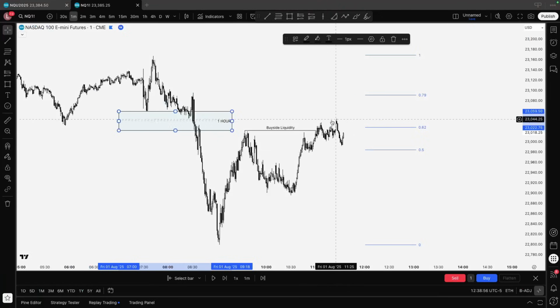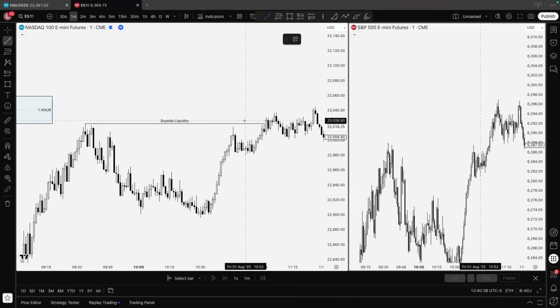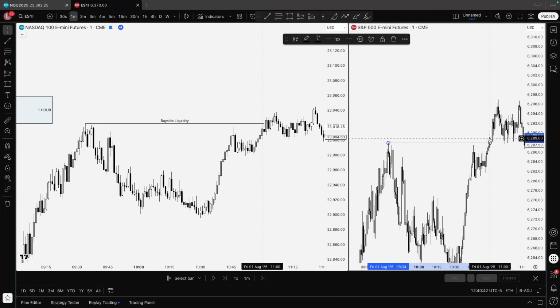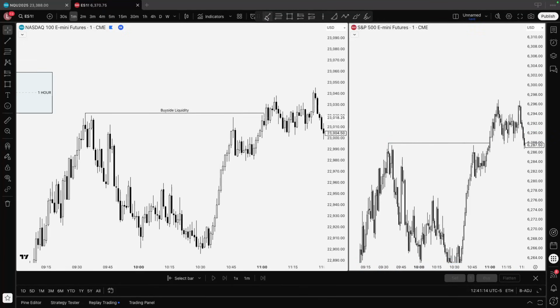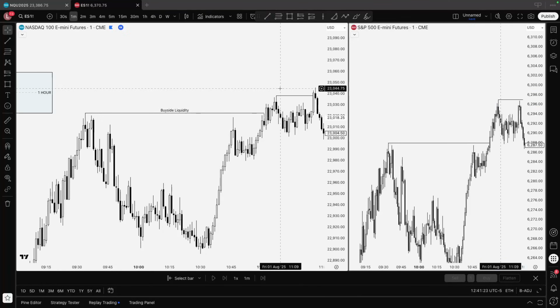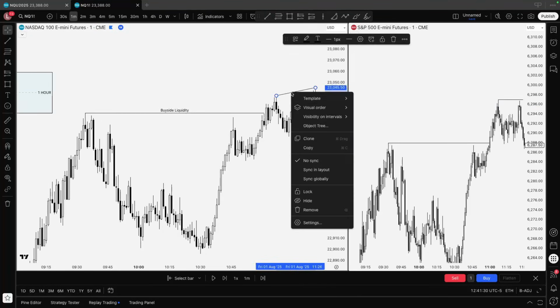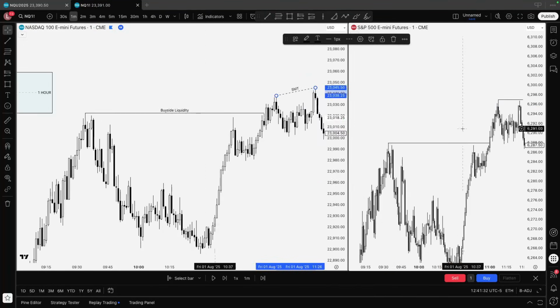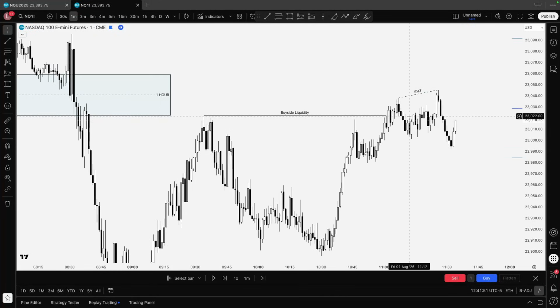SMT. So here's our liquidity on NQ. And at that same time on ES, we also swept liquidity. So no SMT there. And if we're to look here, we'll see that we have swept liquidity on NQ, but we have not swept liquidity on ES. So this is our SMT. Internal liquidity sweep. So in this case, we have, in fact, had an internal liquidity sweep.